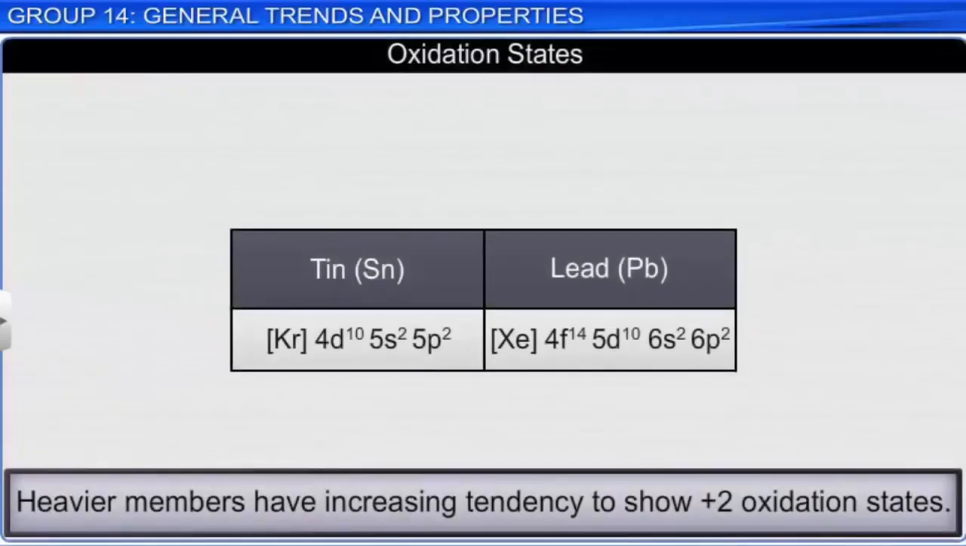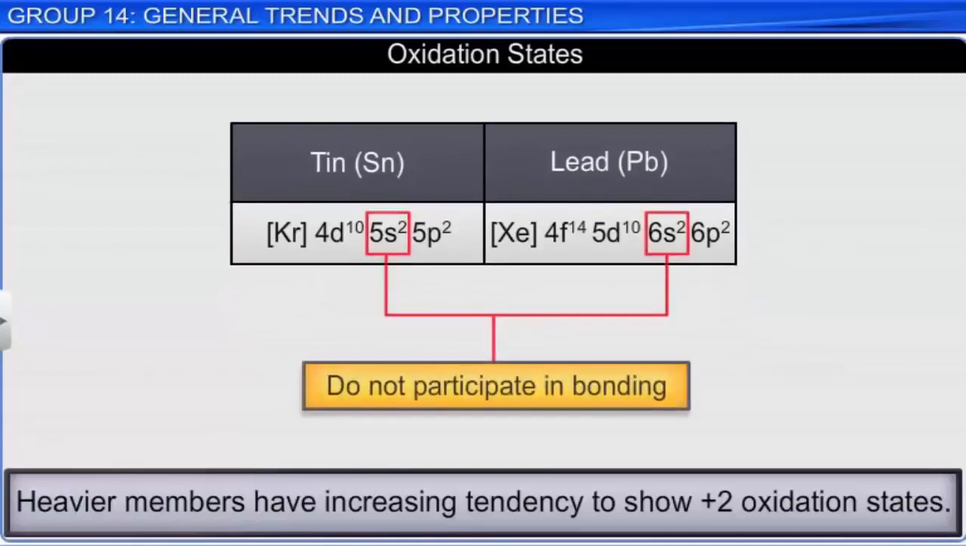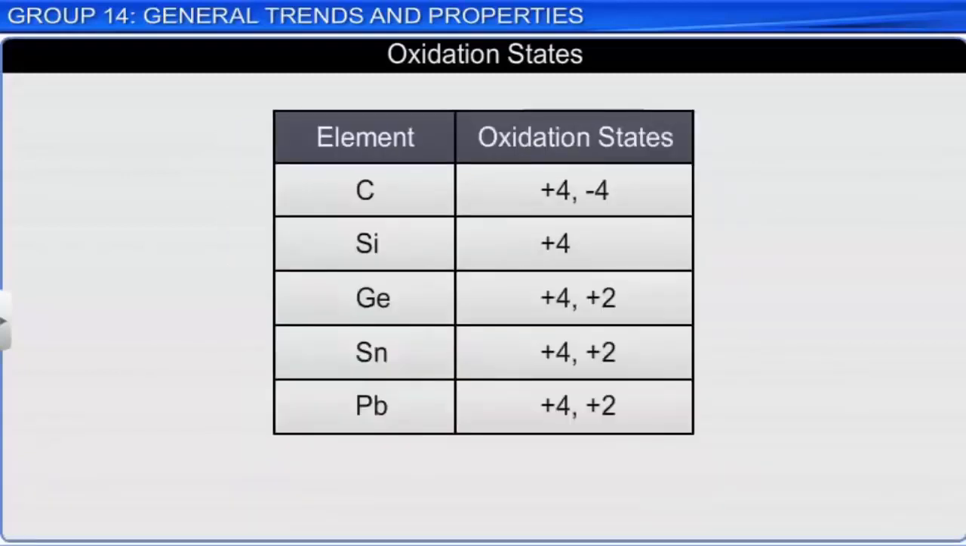The heavier members of the family are more likely to show +2 oxidation states than the lighter members. This is because the outermost s electrons, which are paired, don't participate in bonding. Thus, it is observed that germanium most commonly exhibits a +4 oxidation state in compounds, and only rarely a +2 oxidation state.